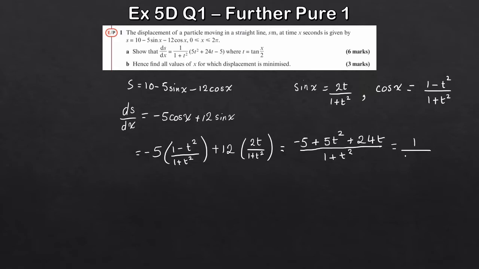So 1 over 1 plus t squared. And then we times it by this bracket here. So 5t squared plus 24t minus 5. Like so. So there we go. We've got it exactly as part A as required. So that's part A done.